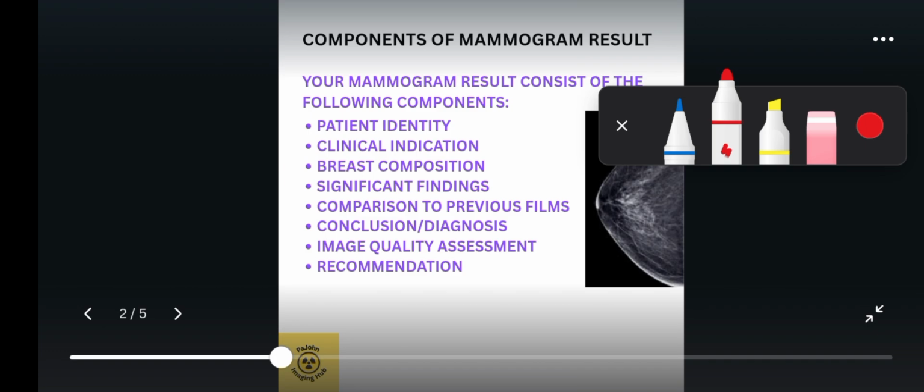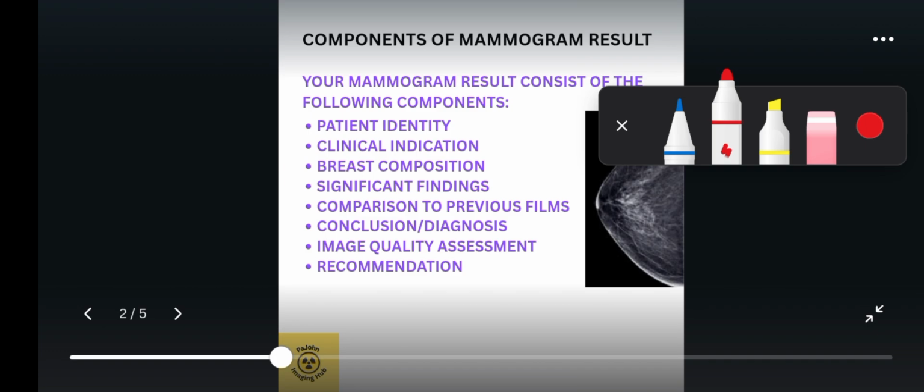The clinical indication guides the image reviewer or the interpreter to know what the complaint or the symptom is in interpreting the image. The breast composition reflects the content of the breast tissues that is presented in the mammogram. Then the significant findings are the findings seen in the mammogram that are significant in making diagnosis.